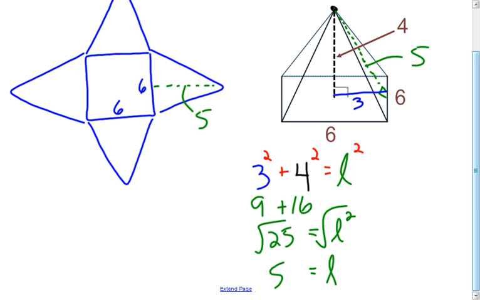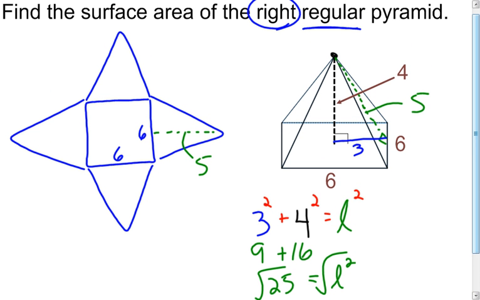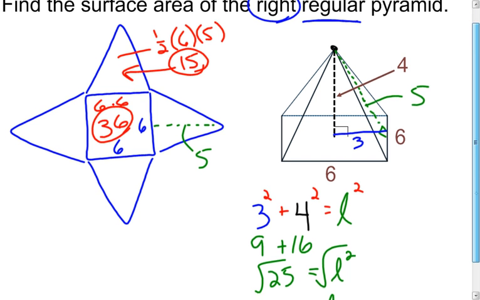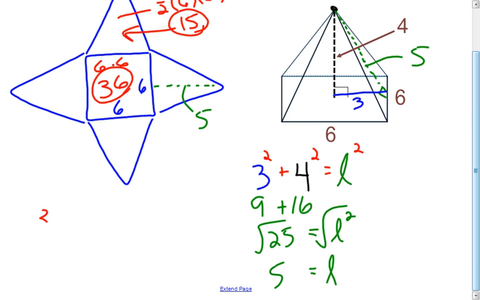Now, when I look at my net, I just need to find the area of all the pieces. Well, the square is going to be 6 times 6, for a grand total of 36. My triangles, I'll do 1/2 times base, well the base is 6, and I just found out that the height is 5, so that's going to give me a total of 15 for the area of that triangle, as well as every triangle. And now I can just add everything up. I'm going to take my 36 plus 4 times 15 because there are 4 triangles and they all have an area of 15.